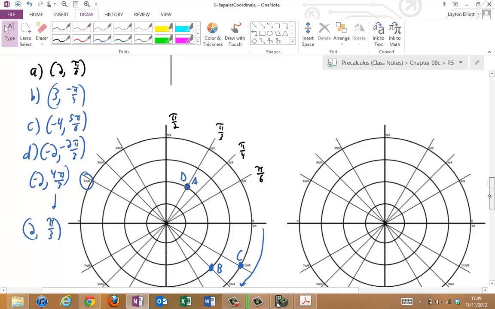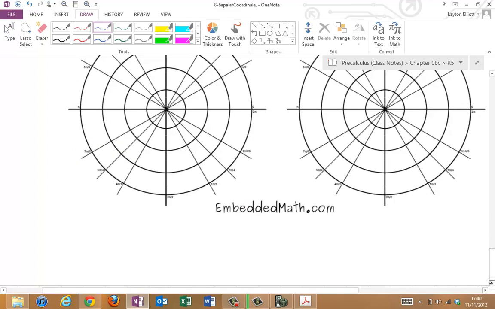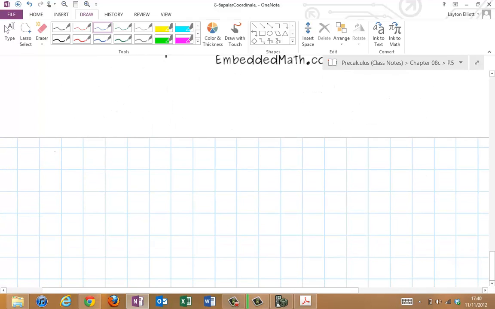Okay, now I'm going to skip ahead past all these grids to a new section. Conversion of coordinates.